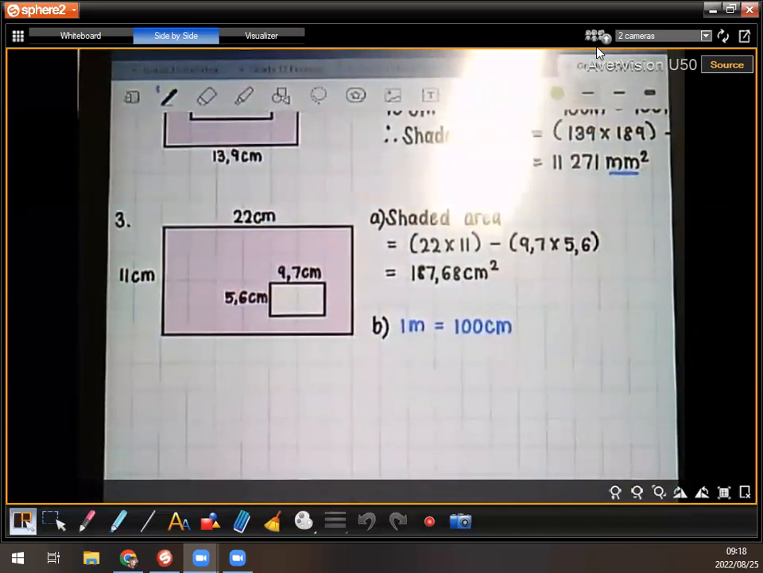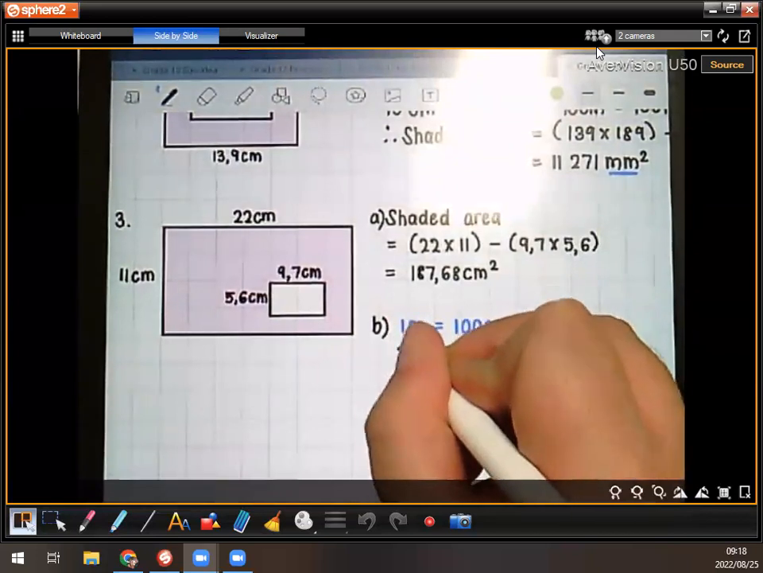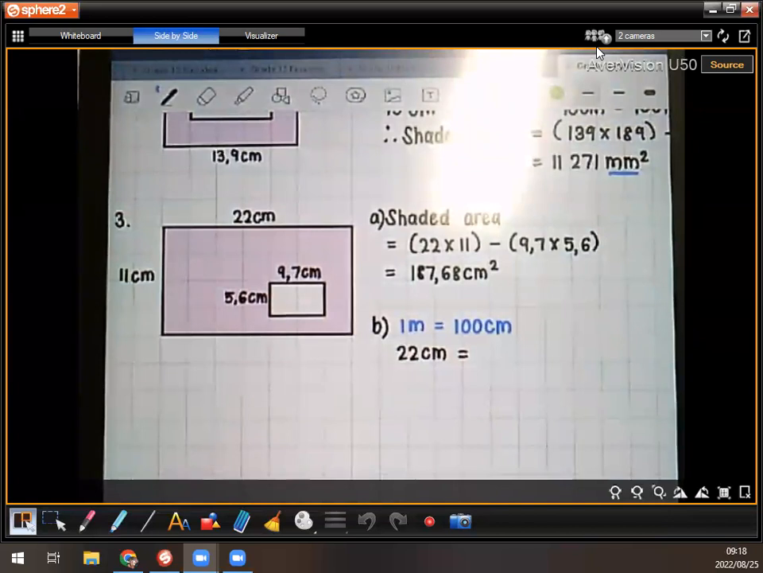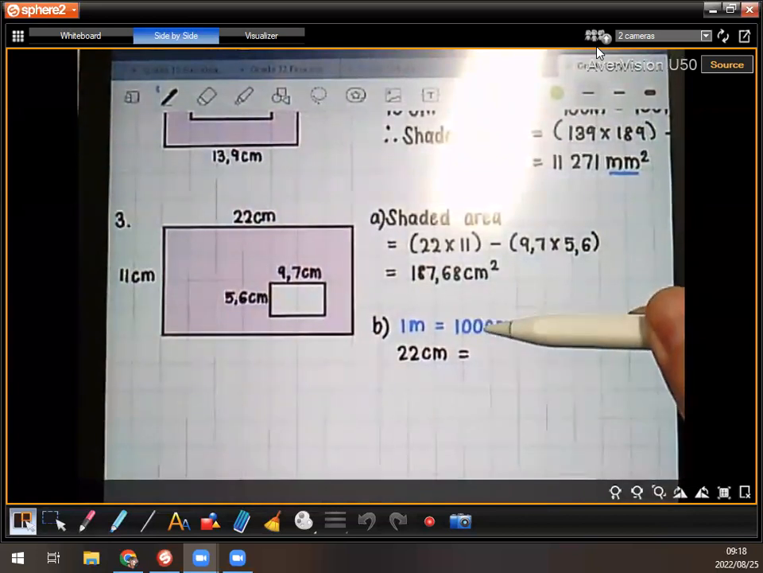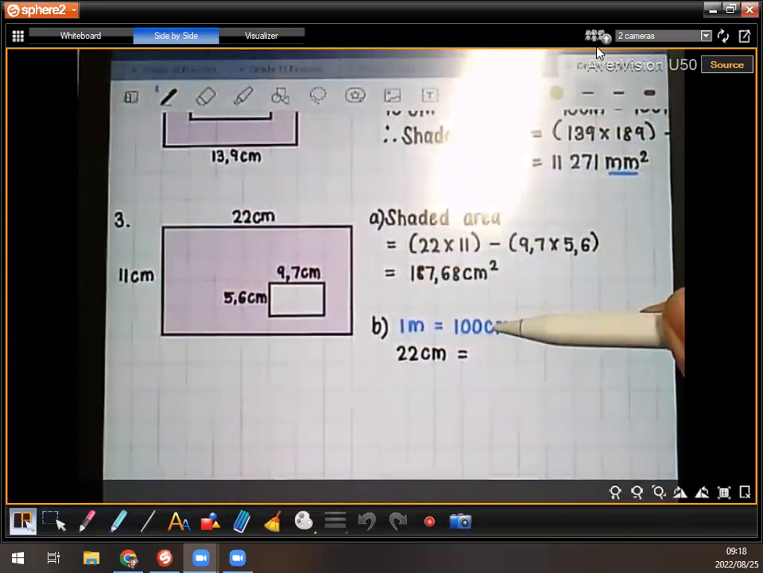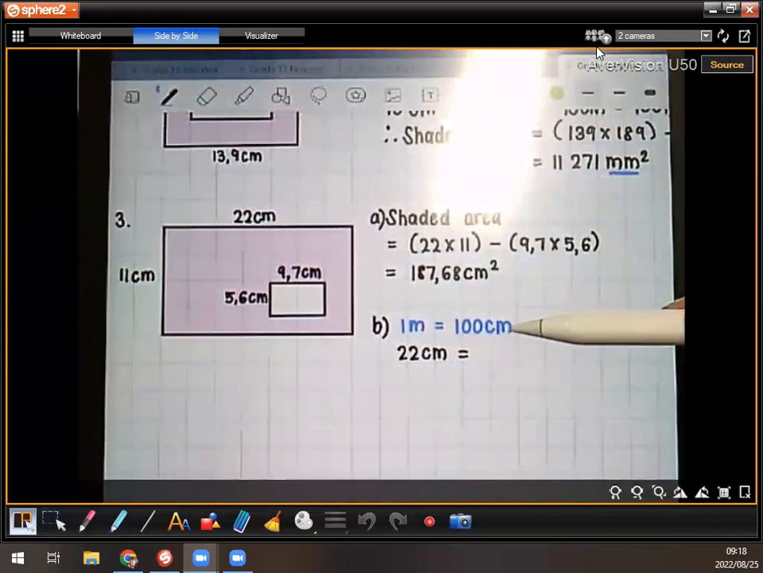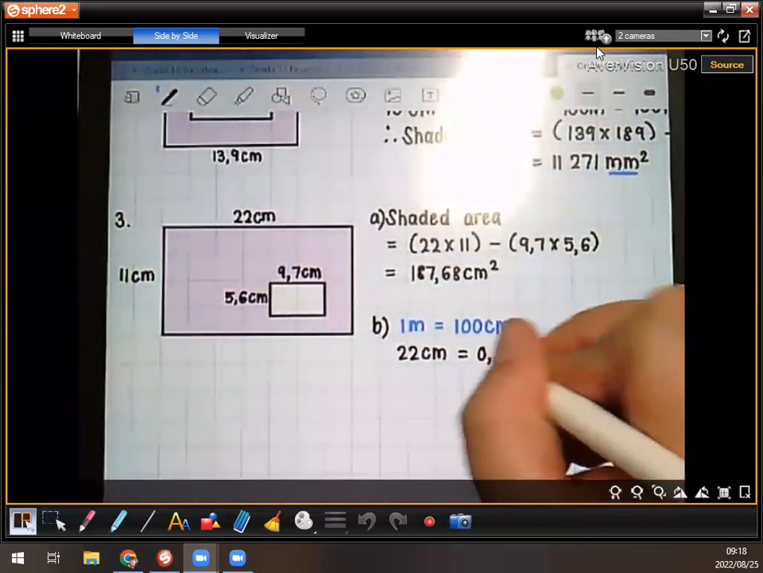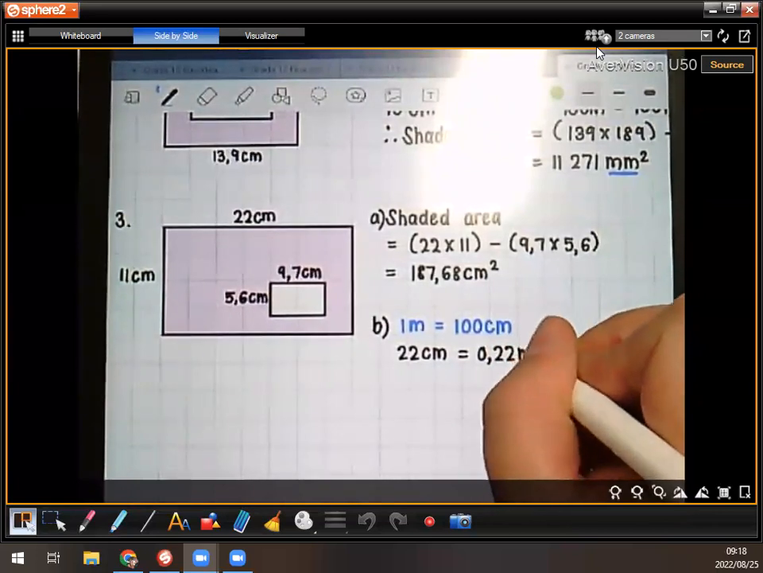Okay, so let's start with the outer dimensions. 22 centimeters. What do you think? What's that going to be? Is 22 bigger or smaller than 100? Smaller. Hey, so it's going to have to be 0, something. All right? 0, what? 0.22 meters.